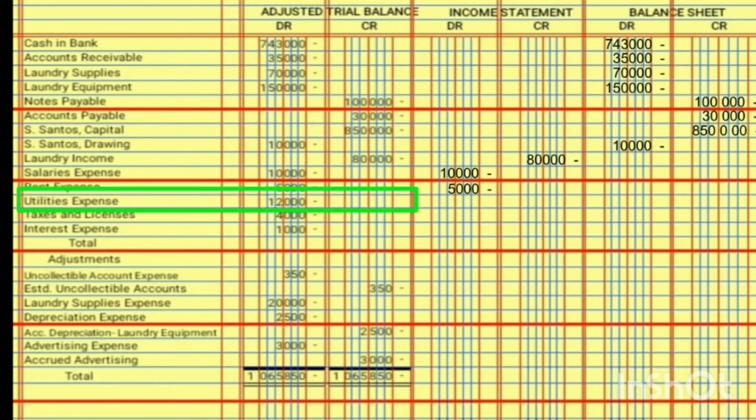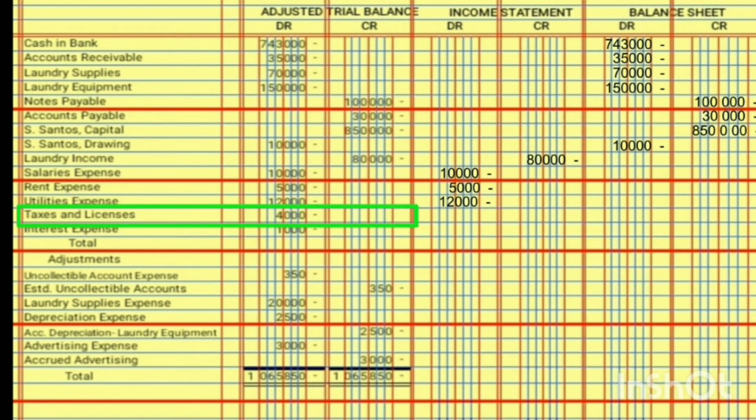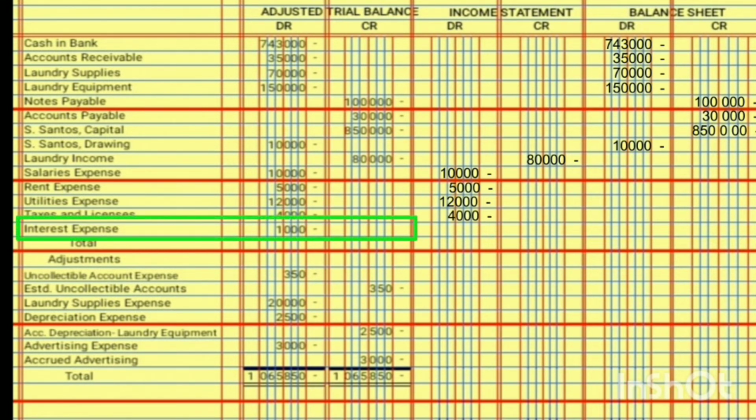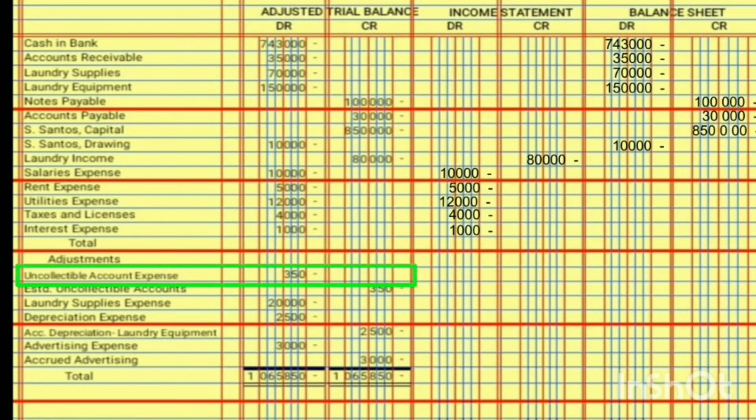Utilities expense, 12,000. So this again is an income statement account. So we're going to extend it here in the income statement column. We have 12,000 debit. Taxes and licenses, 4,000. So this is an income statement account. Next is interest expense. So, expense pa rin. So, that is still a nominal account. We also have uncollectible account expense of 350. So, this is an expense account. So, this will be extended here in the income statement column, debit 350.